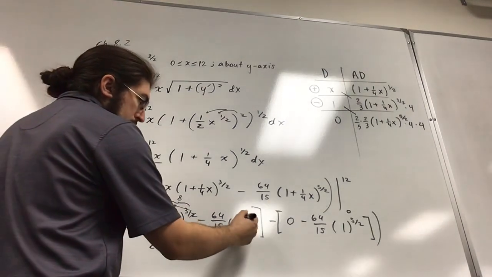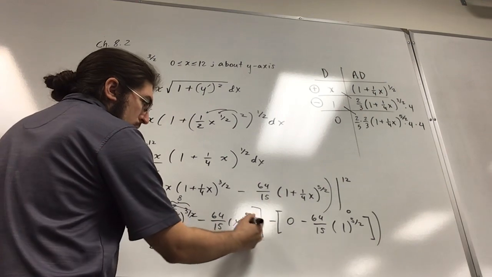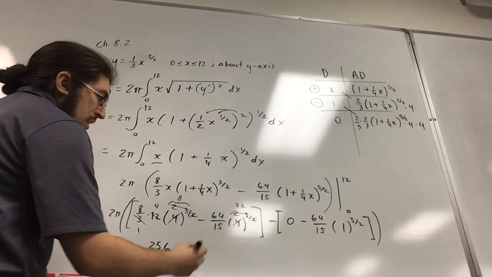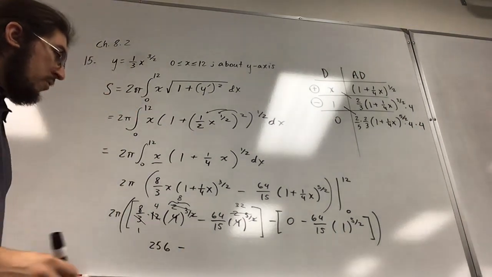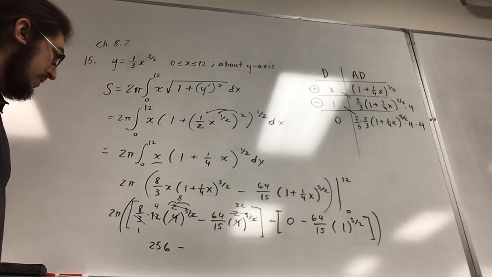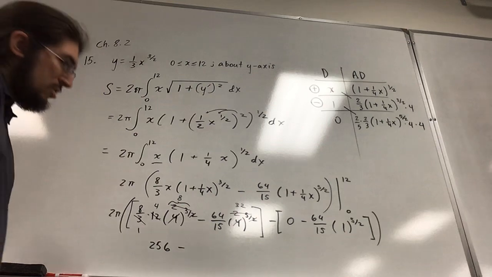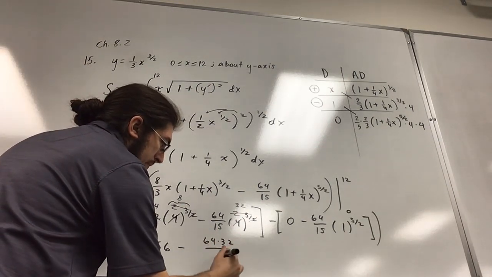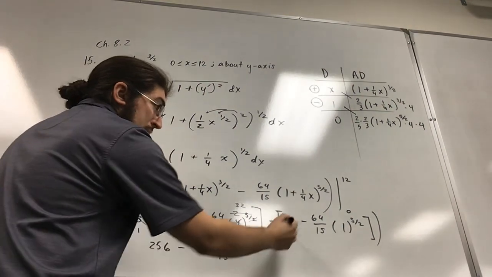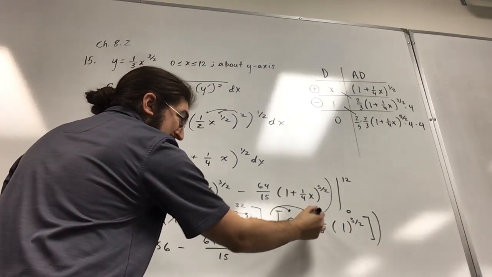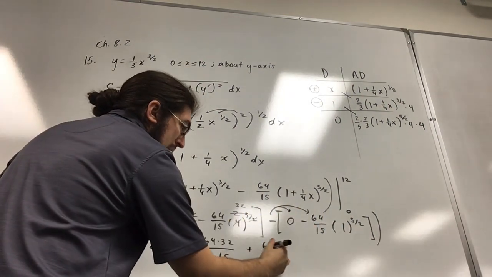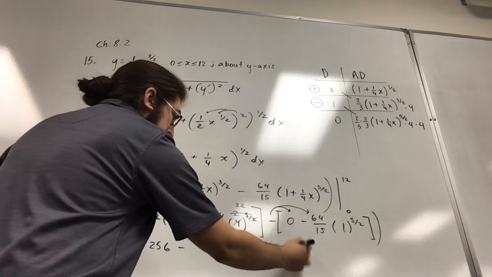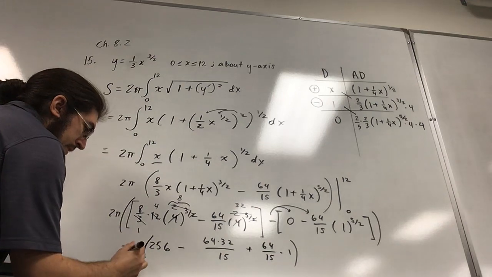Minus, well, again, 4 to the 1/2 is 2, and 2 to the 5th is 32. And then whatever 32 times 64 is, which I can't do that fast in my head. So I'm just going to write it as 64 times 32. And then when you distribute the negative, this becomes positive, so plus 64 over 15 times 1. And that's all times 2 pi.